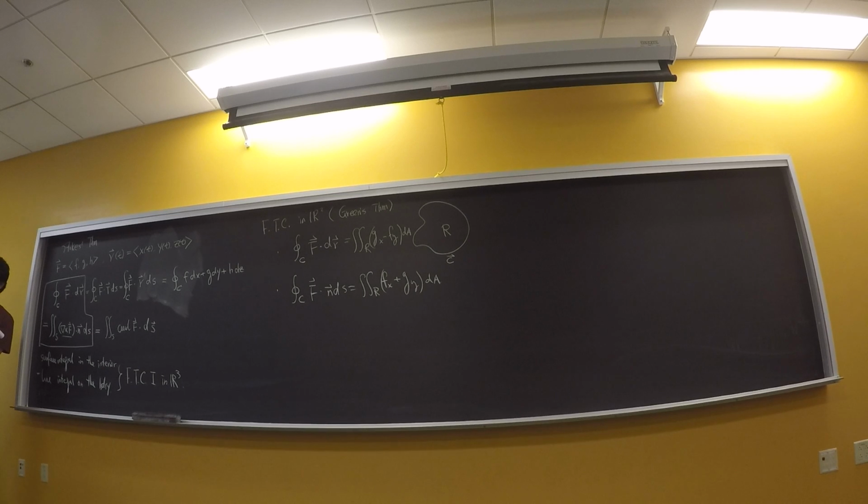So Green's theorem, to remind you again, is the fundamental theorem of calculus in R2, which connects a double integral in the interior and a line integral on the boundary. Stokes' theorem is the fundamental theorem of calculus in R3, which links the surface integral in the interior and a line integral on the boundary. Okay?